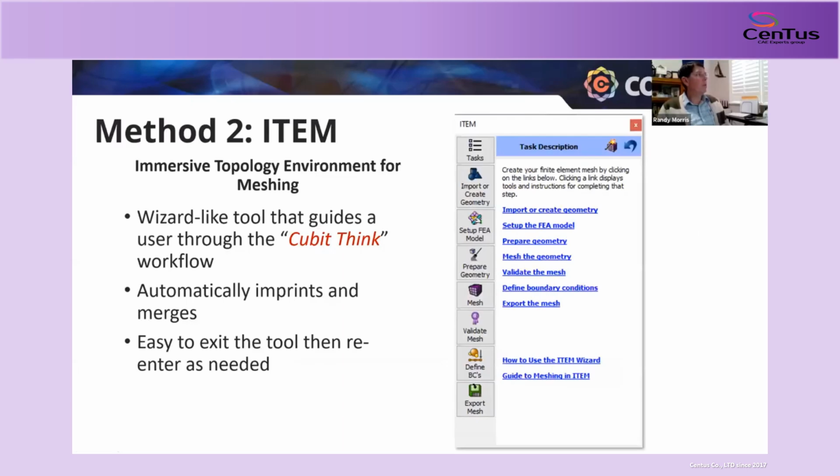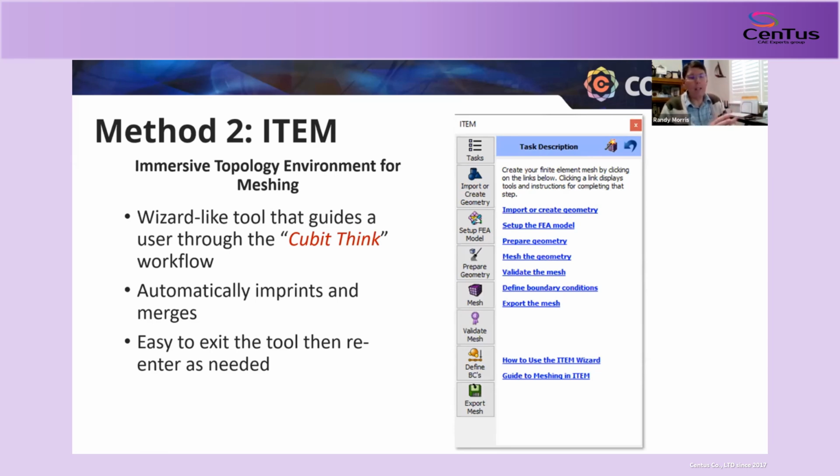Let's look at method number 2, ITEM. It's an acronym for Immersive Topology Environment for Meshing. Also a funny story, but we won't get into that. So this is a wizard-like tool that is going to take me as a new user or me as an intermittent user through this workflow. I'll go through it a little bit more quickly. So I just want to really give you the idea. The commands that will be generated will be the same, and the workflow will be the same, but this is going to give you more of a guidance.